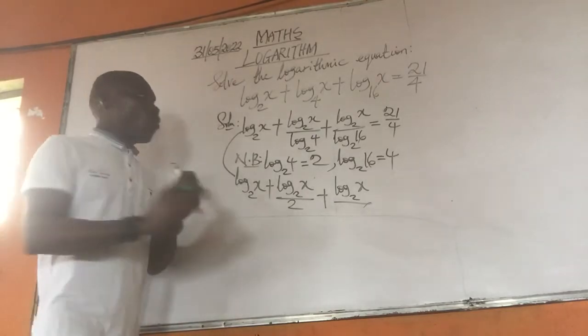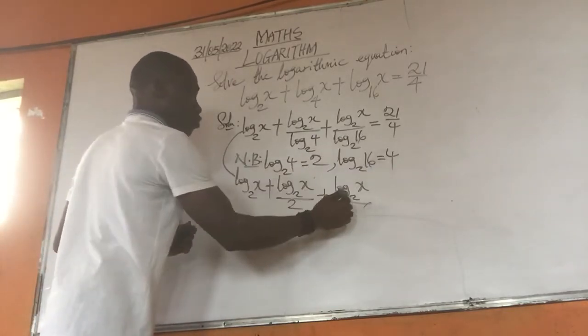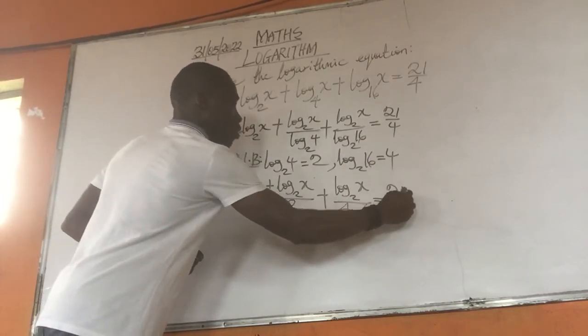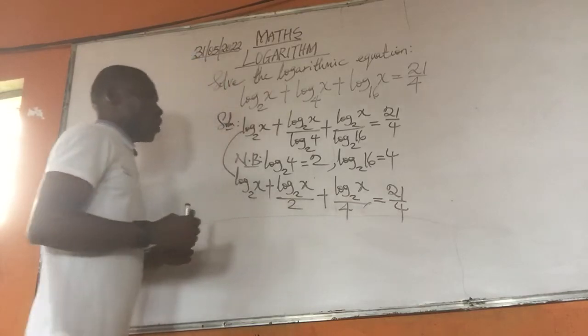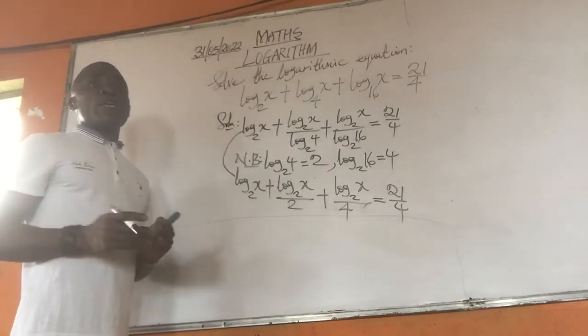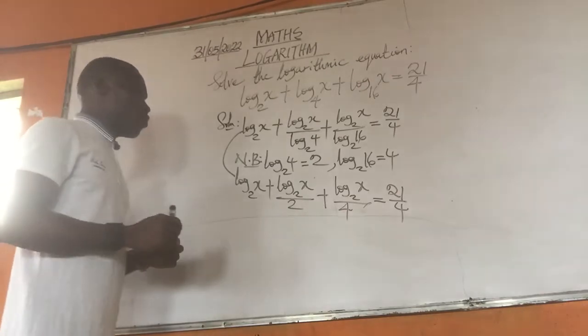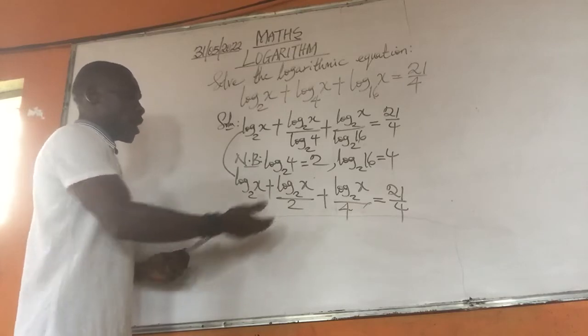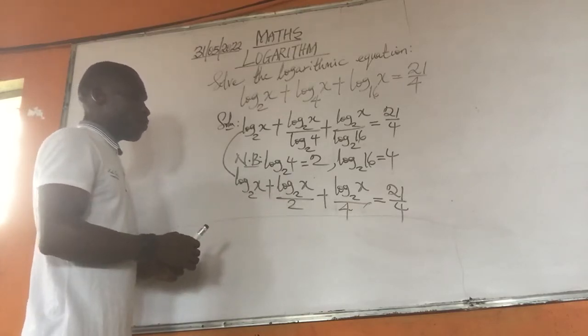That will give us 4. So we substitute, that will give us 4, then equal to 21 over 4. So this is what we are having from the above equation. What we need to do next is very simple. Now from the equation we are having right now, we can easily take LCM.